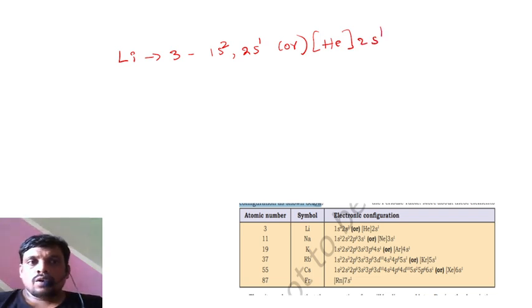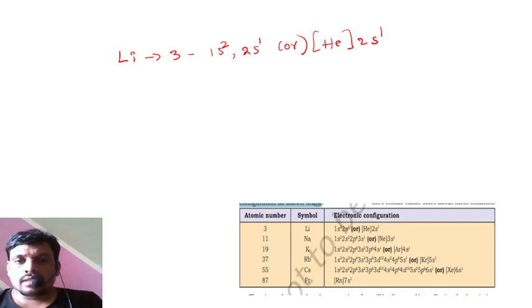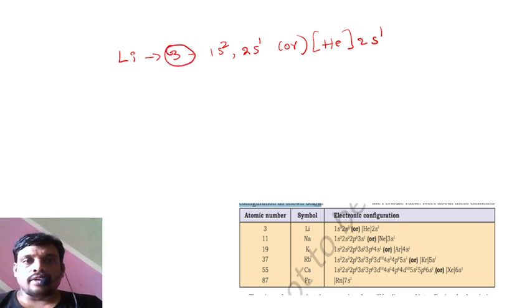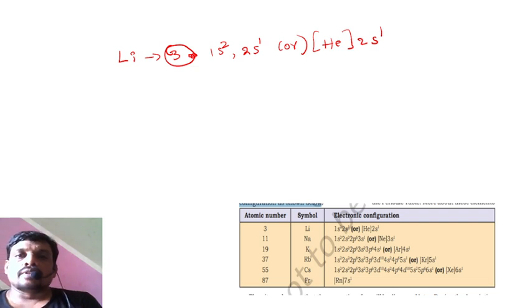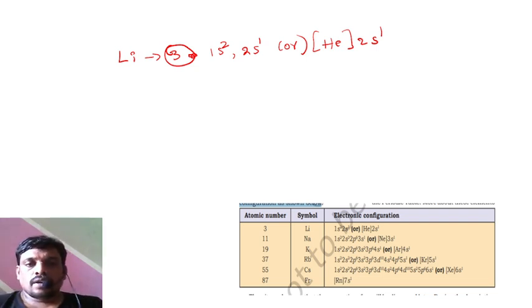So the symbol lithium with atomic number 3, and 1s2 2s1, 2 plus 1 is 3, or it can be mentioned as helium with atomic number 2 and 2s1. Got my point? And the next one is sodium. Let us take sodium. Atomic number is 11. What is that? 11.